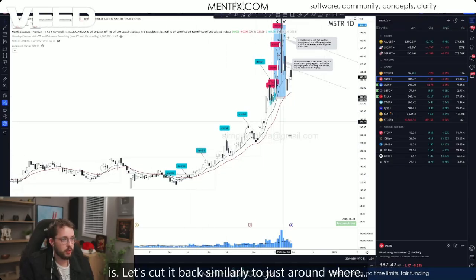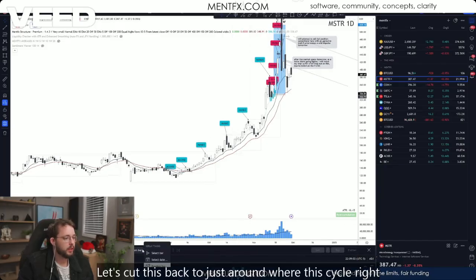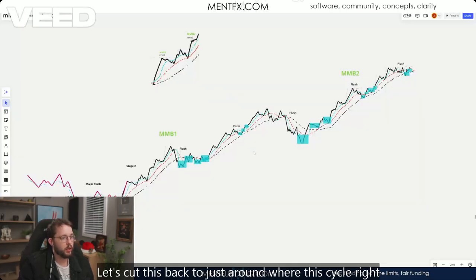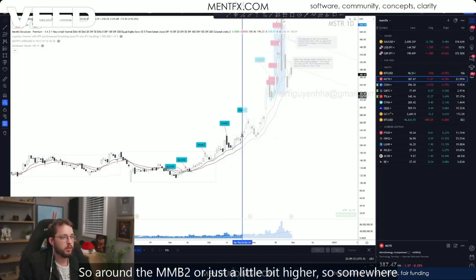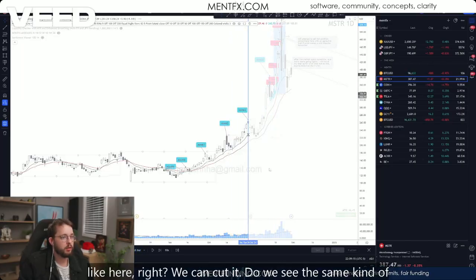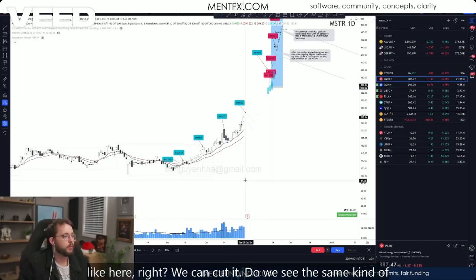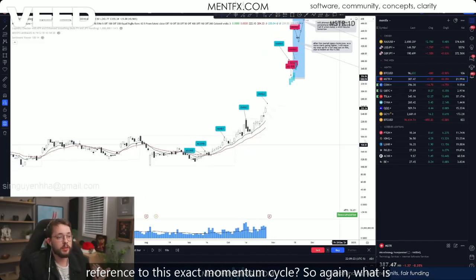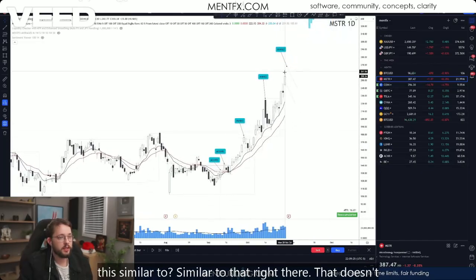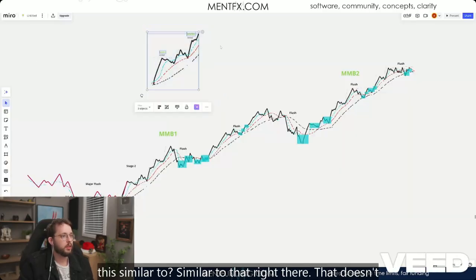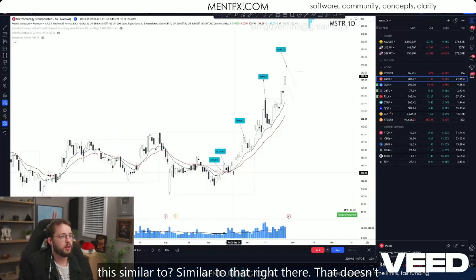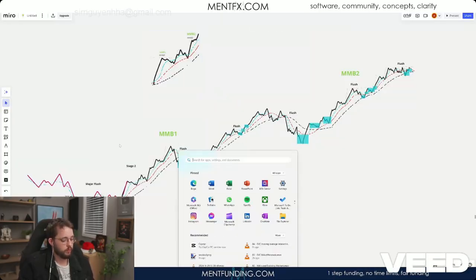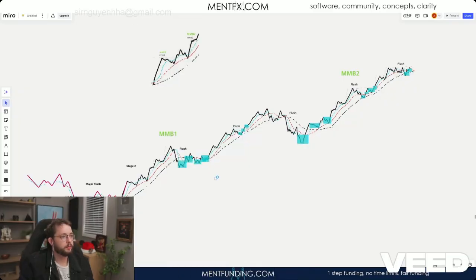There it is. Let's cut this back to just around where this cycle right here is, around the MMB2 or just a little bit higher, so somewhere like here, right? We can cut it. Do we see the same kind of cycle as we move to a 65-minute, which would be the entry in reference to this exact momentum cycle? So again, what is this similar to? Similar to that right there. It doesn't work. What is this similar to?